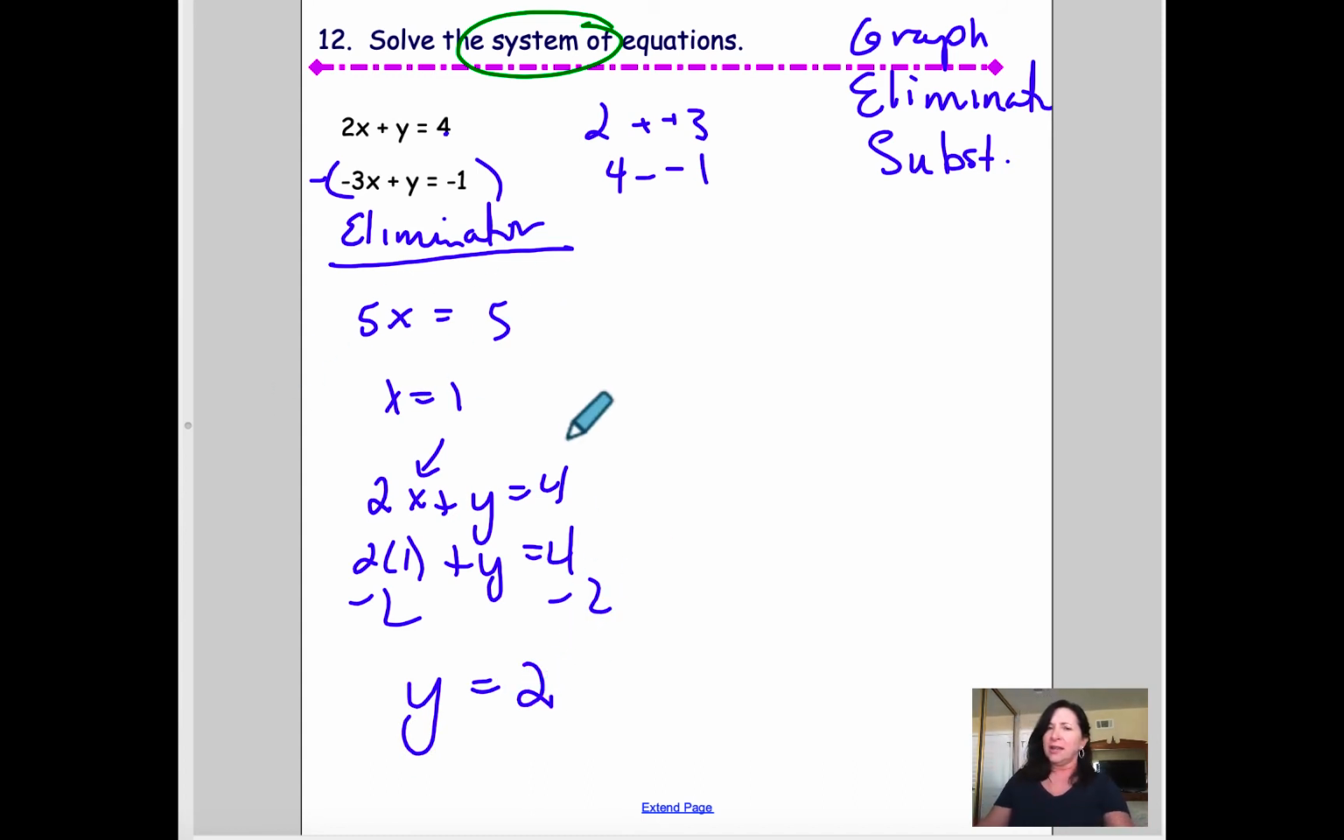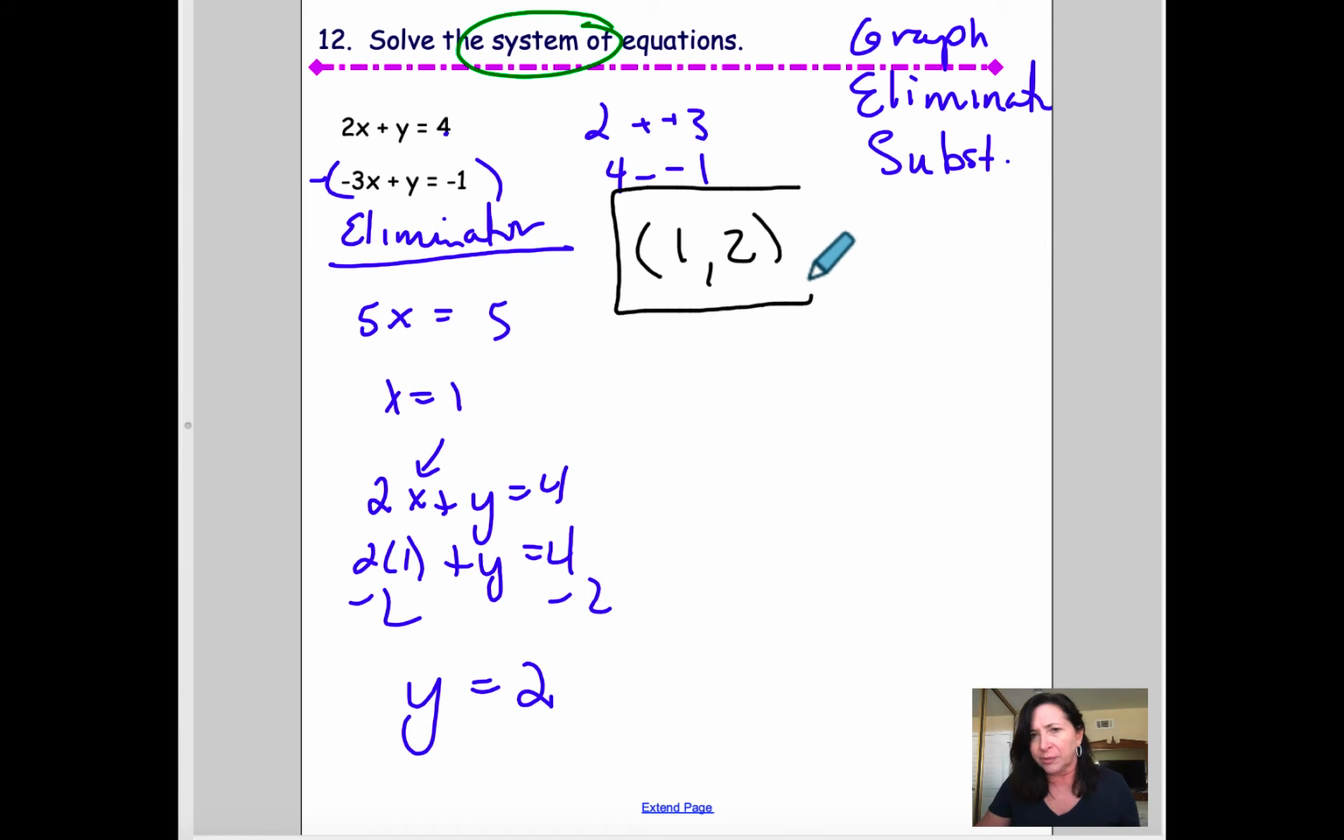In this kind of a problem, the purpose is yes, to find x and y, but the purpose is also for you to recognize that the intersection between these two lines is a point. And we write a point like this. That's ultimately where I'm going with this. You make sure that you can do that. Okay, so that's elimination.